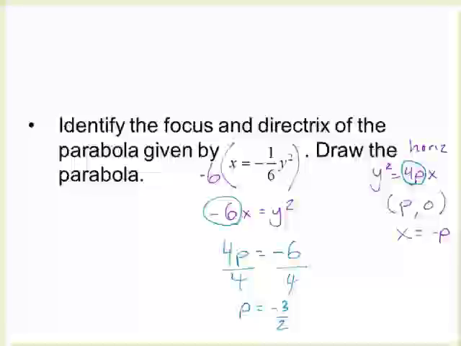I don't mind decimals as long as they're clean decimals, so this one would be okay, or you can have it as the fraction. So our focus then is at negative 3/2, 0, and our directrix is at x equals positive 3/2, because the directrix equation says that it's at negative p, and p was already negative, so double negative makes positive.